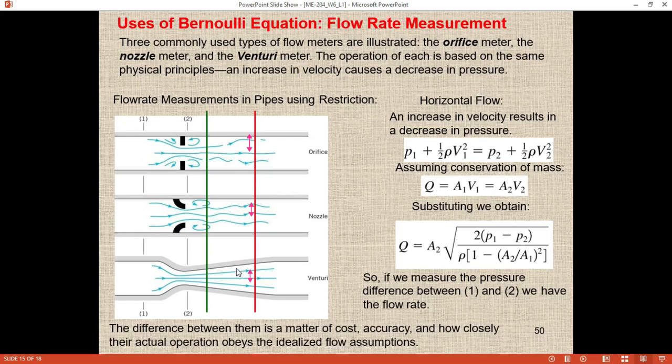So what is the difference between all three? The difference between them is a matter of cost, accuracy, and how closely their actual operation obeys the idealized flow assumptions. So the application depends on the cost and accuracy of the equipment. Which one you want to use, how precise your measurement needs to be, based on that you decide which meter you are going to use. So this is the end of the lecture. The related problems from this topic we will do in the next lecture, inshallah.